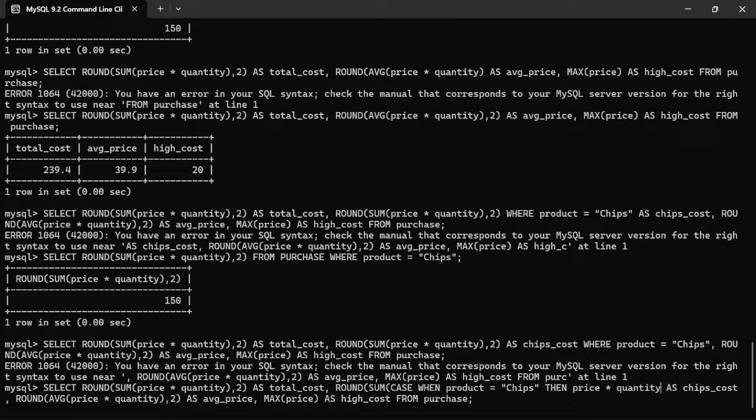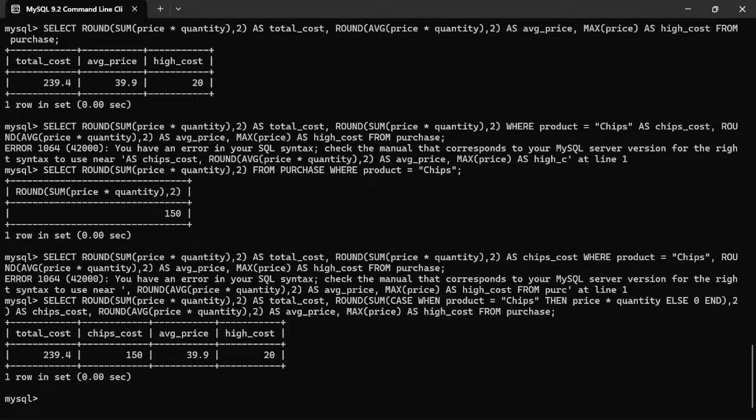Okay, and else it will be 0, and so the sum is done. Okay, and rounding will be 2. Yeah, rounding will be 2 as chips cost. Yeah, that's working now. So this is how I have to do it. Very interesting, very interesting.